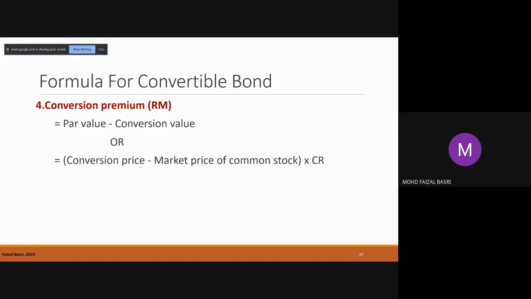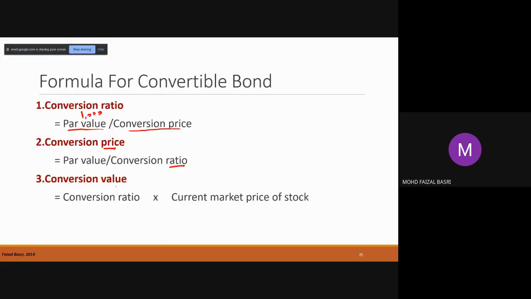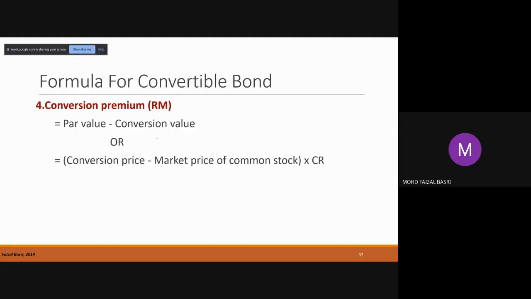Okay, so for conversion premium in ringgit, we can use conversion price, based on this one tadi, conversion price minus the market price, multiply with conversion ratio. Okay, or alternatively, you can use par value, which is 1000 minus conversion value. Conversion value is based on number 3 tadi, yang ni. Okay, so you can use either one.